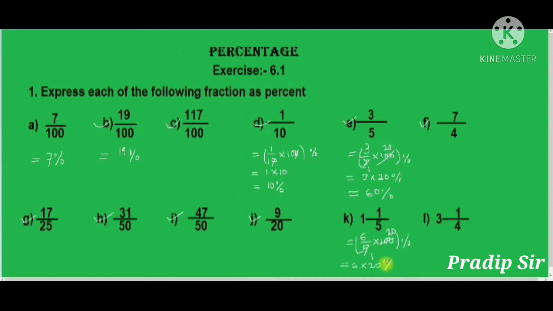Okay, so no need to write, so now give the percentage symbol. Now 6 twos are how much? It will be 12, so this is 120%. Okay, so I think you will have understood all this. So now next, this one is similar to that.